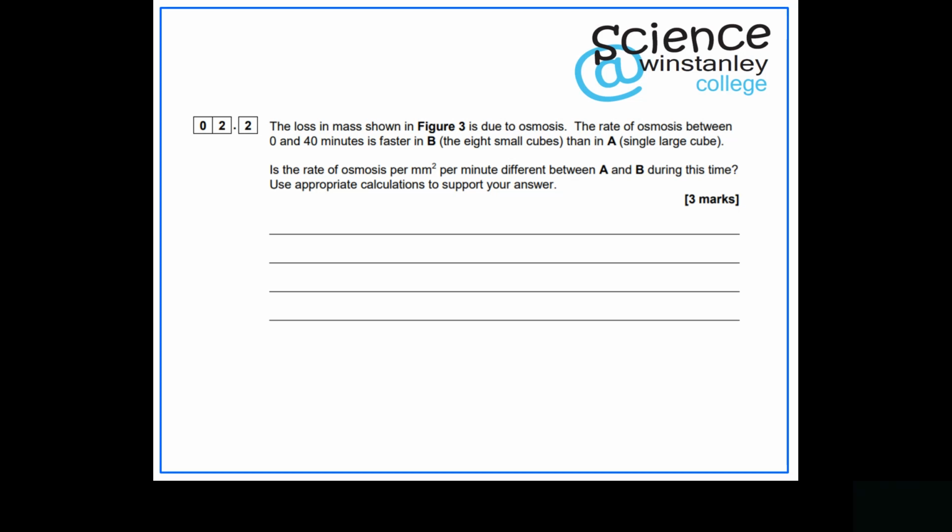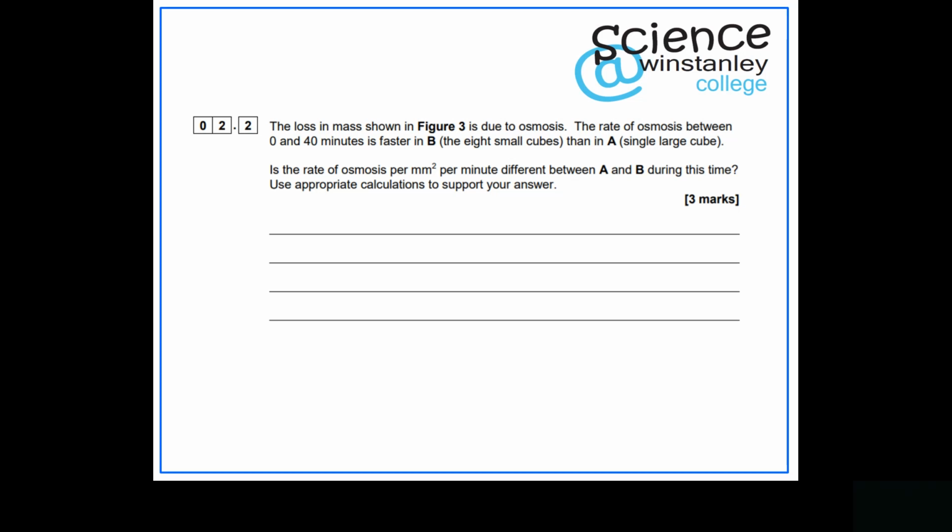So the first thing to think about is we've got 1 big cube and 8 smaller cubes. So you have to work out the surface area. So think, how do you work out the surface area of your 1 big cube? That's one little aspect. And then how do you work out the surface area of the 8 small cubes? So it's a bit of maths to work that out, but hopefully you can do that. That's one thing to think about.